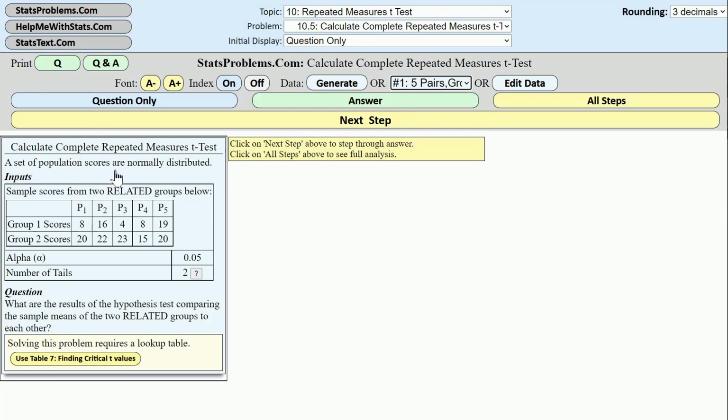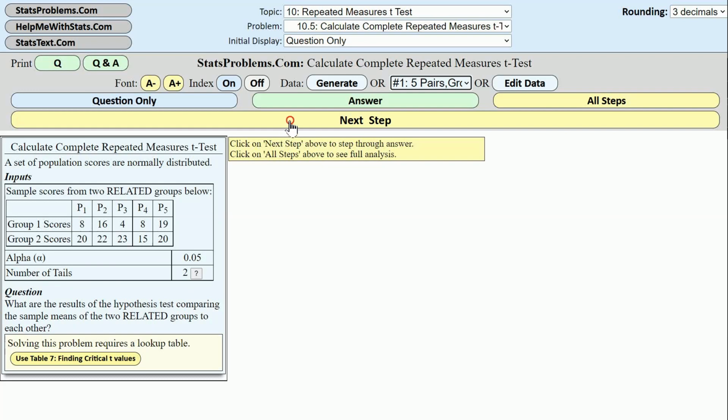A set of population scores are normally distributed. Sample scores are from two related groups. Scores in Group 1 are 8, 16, 4, 8 and 19. Scores in Group 2 are 20, 22, 23, 15 and 20. Alpha is 0.05. Number of tails is 2. What are the results of the hypothesis test, comparing the sample means of the two related groups to each other?